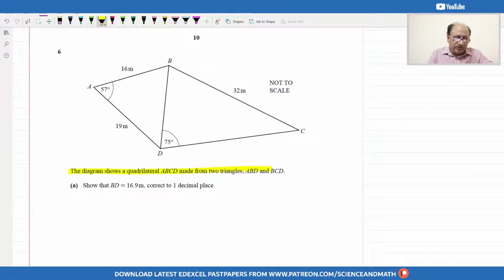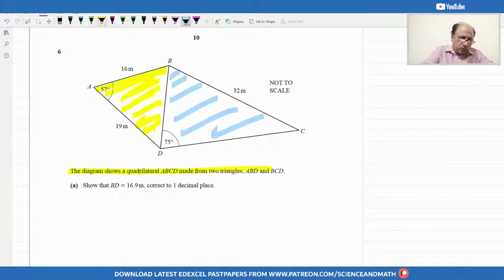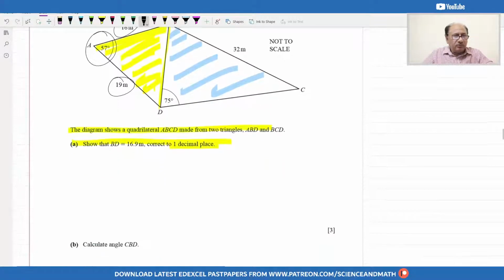The diagram shows a quadrilateral ABCD made from two triangles, ABD, which is this triangle, and BCD, which is this triangle. Show that BD is equal to 16.9, correct to one decimal place. Now we can apply cosine rule for this one, because we have two sides and an included angle. So one side is there, second side is there, and included angle is there. So we can apply cosine rule, and you can try side by side.